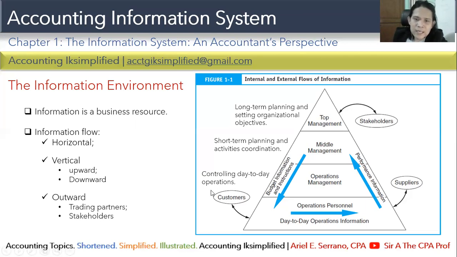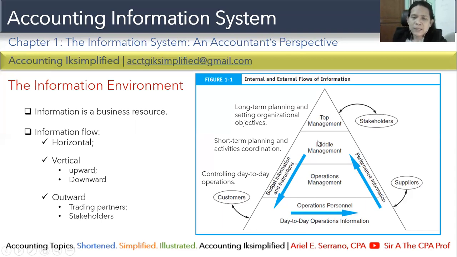Now, if you will see here, I put something here so that we are guided. Why do they need the information? And why is there a flow of information? For the operations management, they need that information for their day-to-day operations, in controlling the day-to-day operations. The operations personnel are the ones doing the work. The one commanding them is the operations management.